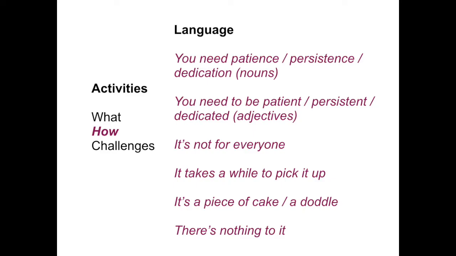Now, how you do it. Well, for a lot of activities, for example learning a language, you need patience, you need persistence, you need dedication. So I think for most skills, activities, games, especially when they're new and you're learning, you need these things. Notice they're all nouns, but we can switch to adjectives. You need to be patient. You need to be persistent. You need to be dedicated. Okay, they're all adjectives. So really nice ways of expressing the approach to how you do it.